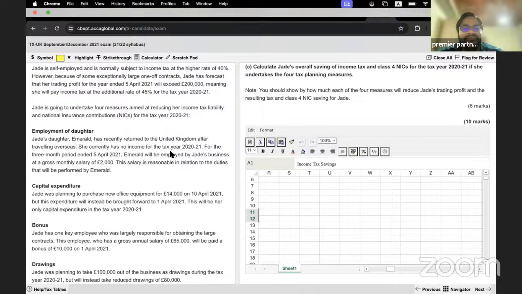Right. Let's take one by one on the options. First of all, let's try to figure out what kind of impact each measure that Jade is planning to take will have on her taxable income or her tax adjusted trading income. That is the one that we are looking at, right? Then we can just apply the applicable rates and see how much is the tax impact. Let's see what is the overall impact each of these measures is going to create on her taxable trading income. We are good?